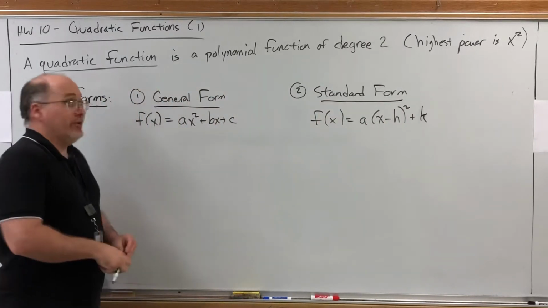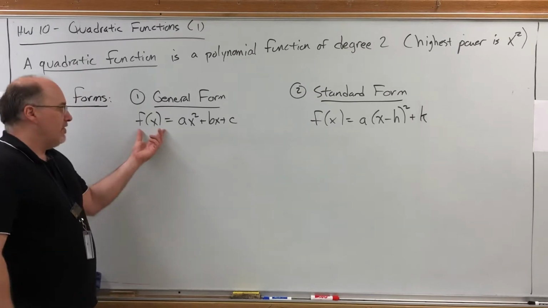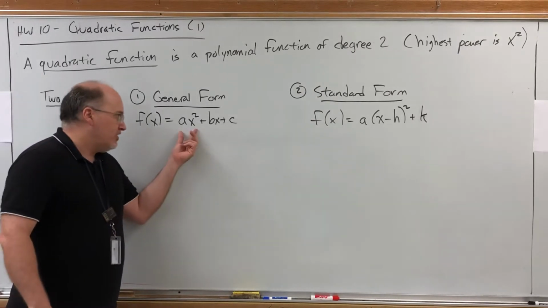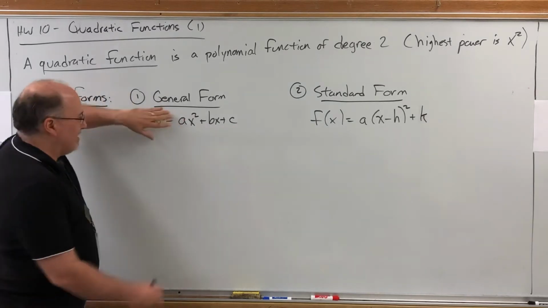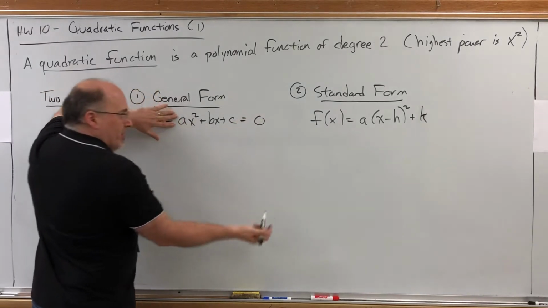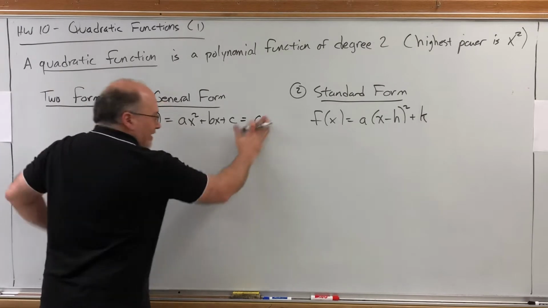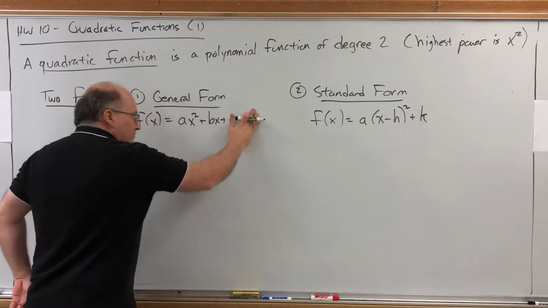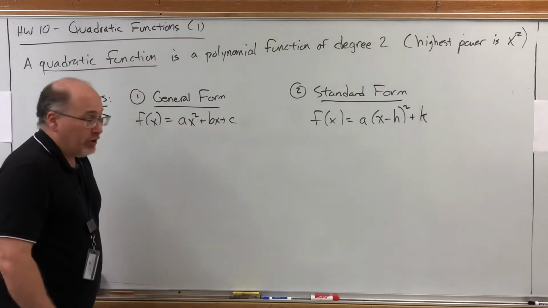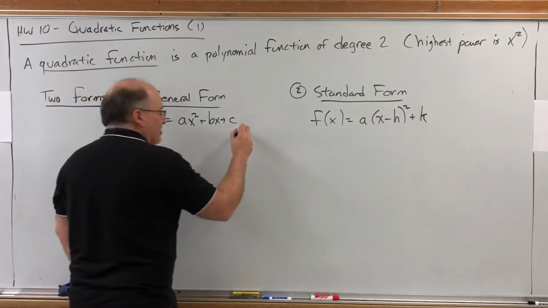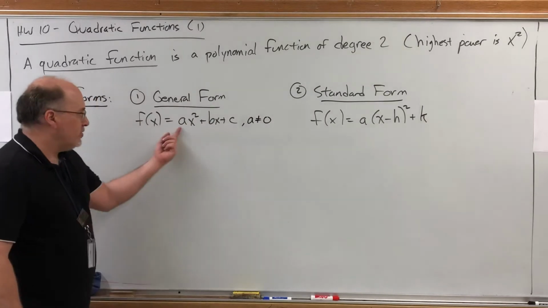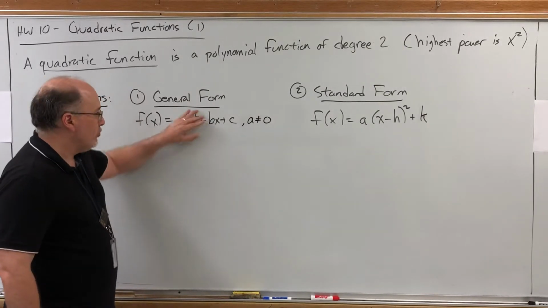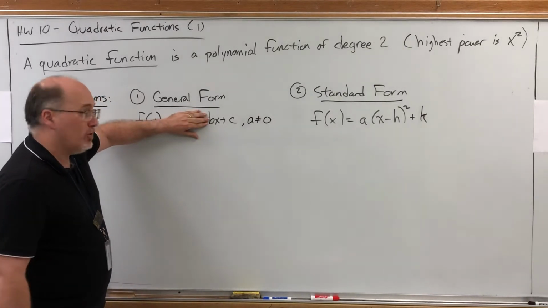One is called general form. It's a function of the form f of x equals ax squared plus bx plus c, which looks like the beginning of the setup for the quadratic formula, but it's not. It does match it though. There is the stipulation that the a is not equal to 0, because if the first coefficient were 0, then this term would be gone, and now it wouldn't be quadratic anymore.